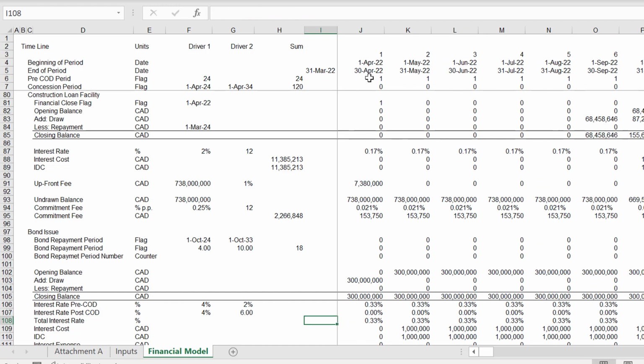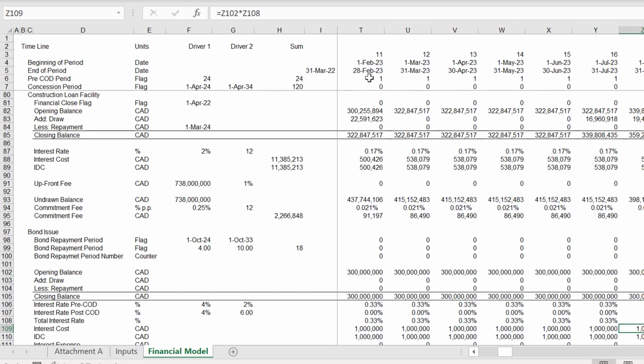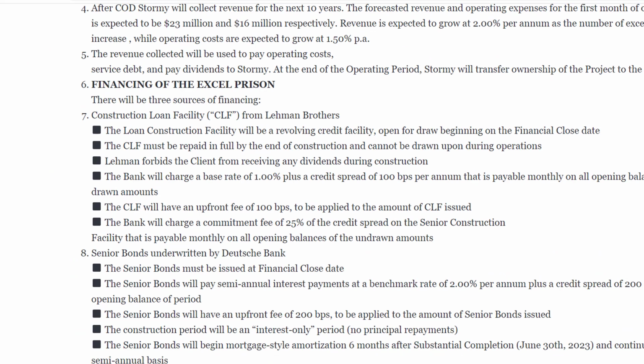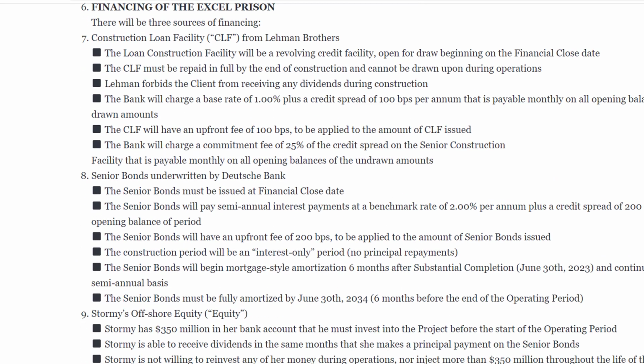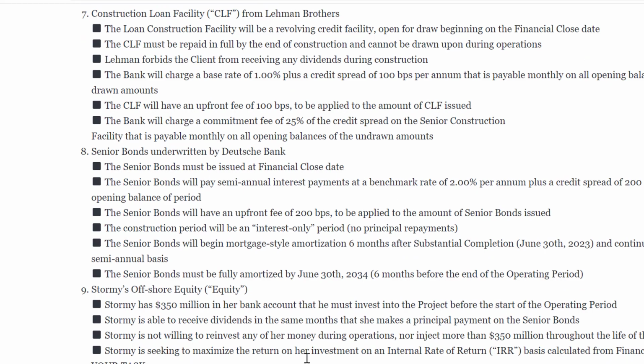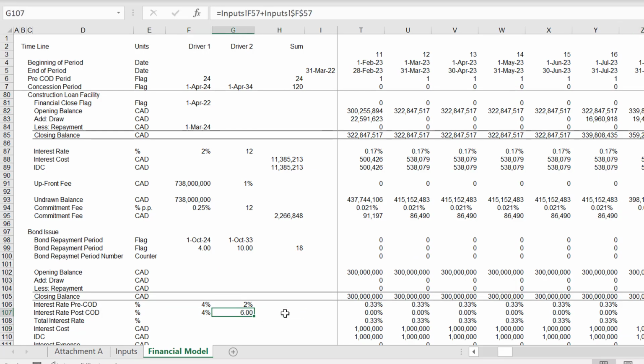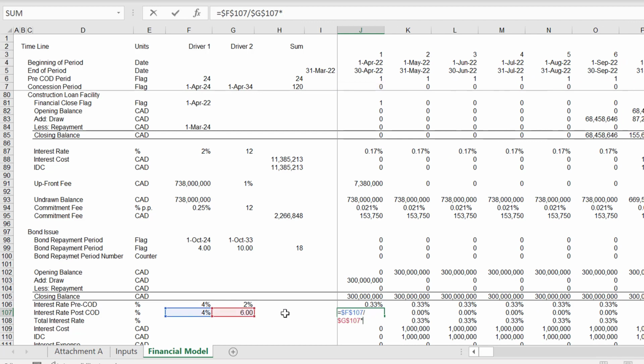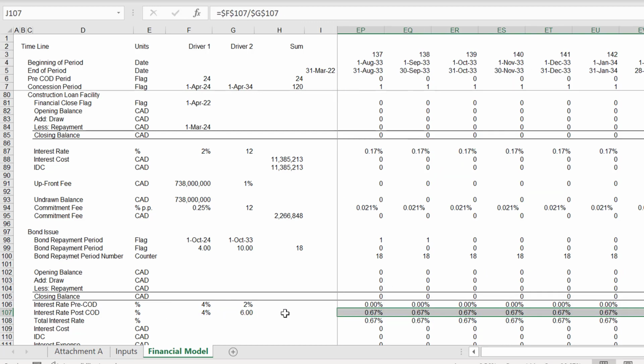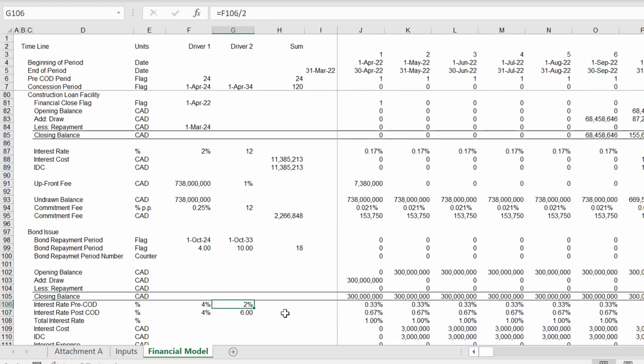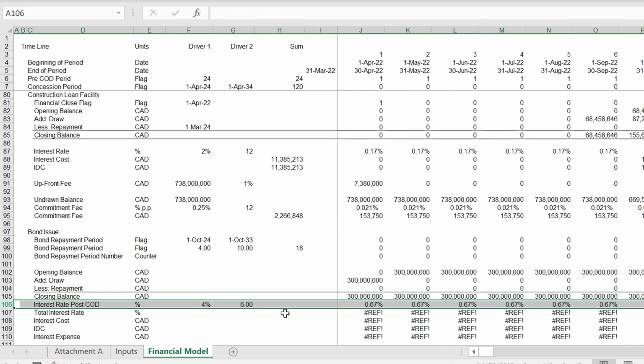Okay, and then we can take the opening balance times the monthly period. I'm assuming we pay this monthly. They didn't really say. Did they say during the pre-COD, did you pay it? Senior bonds will pay semi-annual interest, right? Construction will be interest only. So I kind of got that wrong. After all that, I still got it wrong. Oh my God. The only good news is, oh God, we'll delete that one.